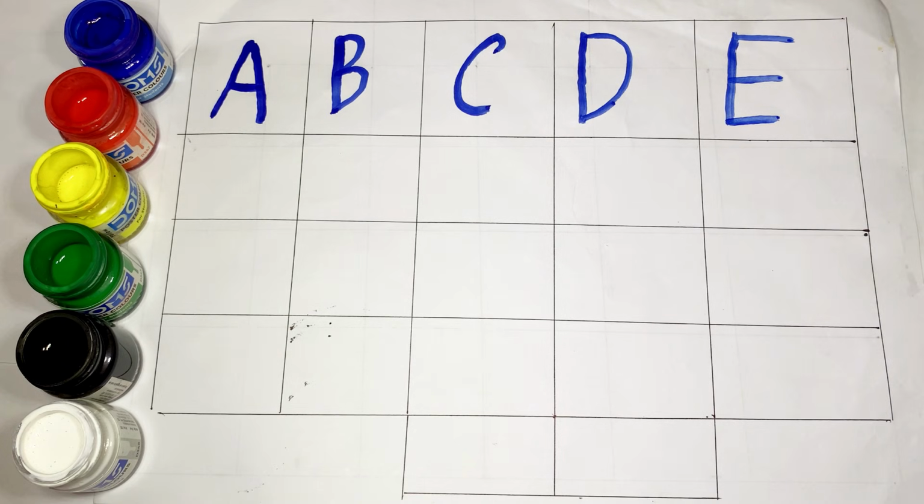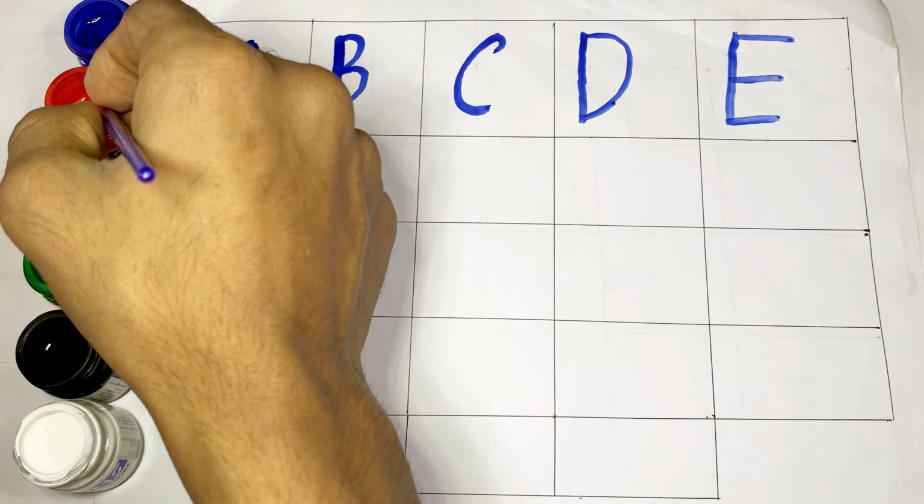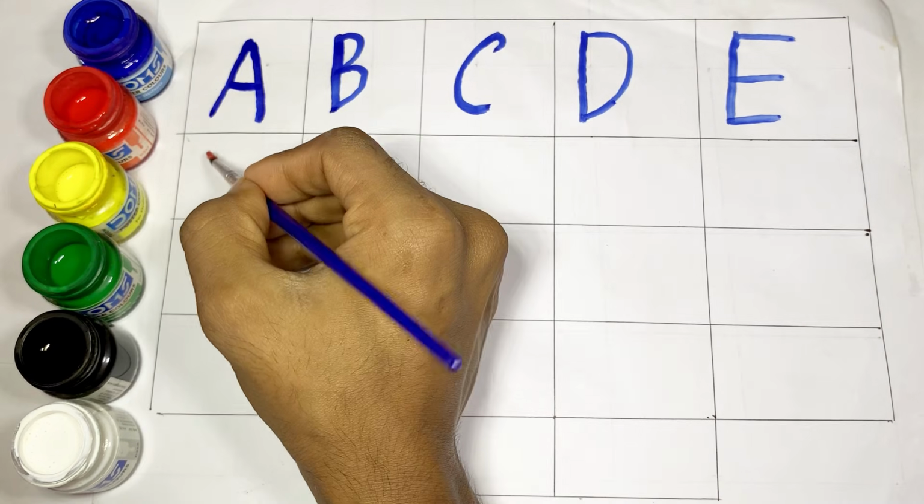Kids, now F for fish, F for fan. The alphabet F, and use red color.